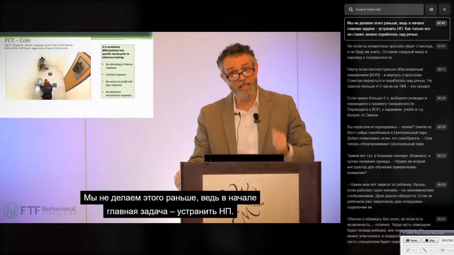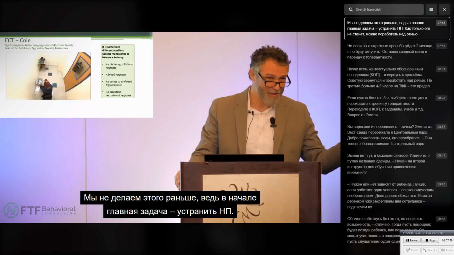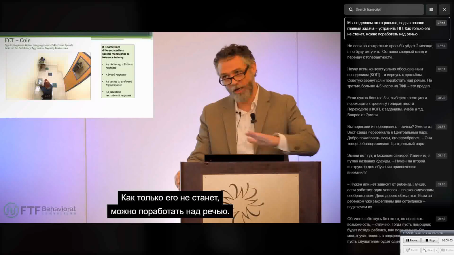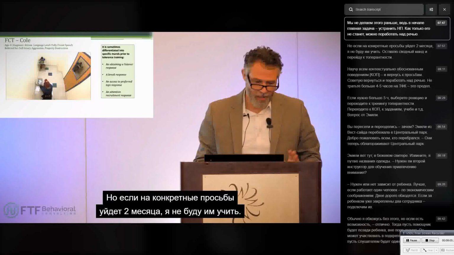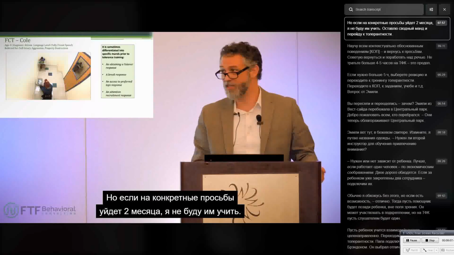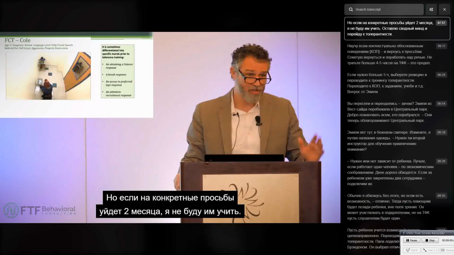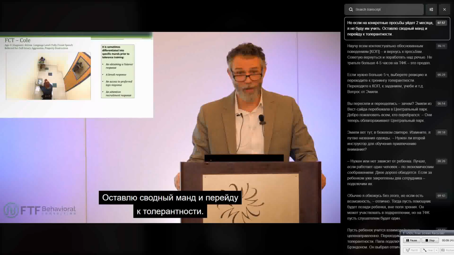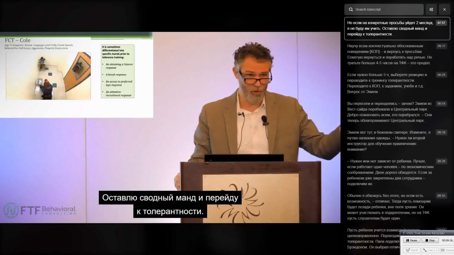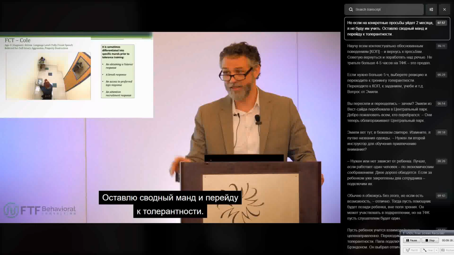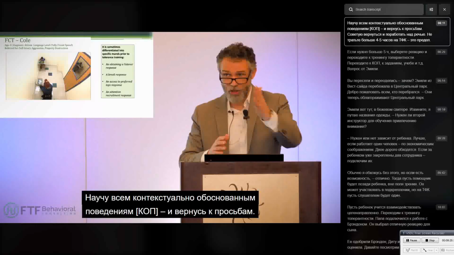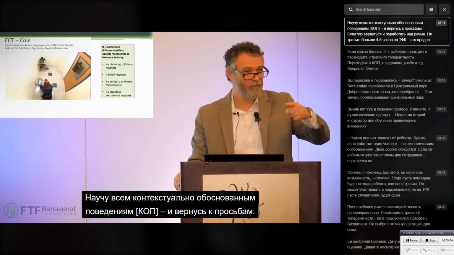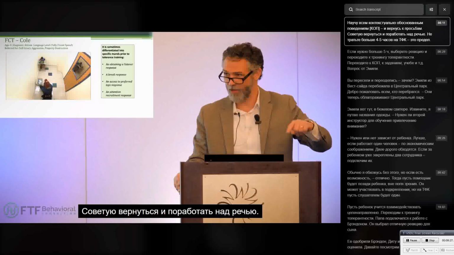We don't do this in the beginning because our job in the beginning is to eliminate problem behavior. Once that's eliminated, then we'll work on the language. Sometimes with learners, if this is going to take 2 months to differentiate the mand, I'm not doing it. What I'm going to do is stick with the "excuse me, may I have my way, please," and go right to tolerance training. After the chains are built, all the contextually appropriate behavior, then I might circle back. Recommend you circle back and work on language training.